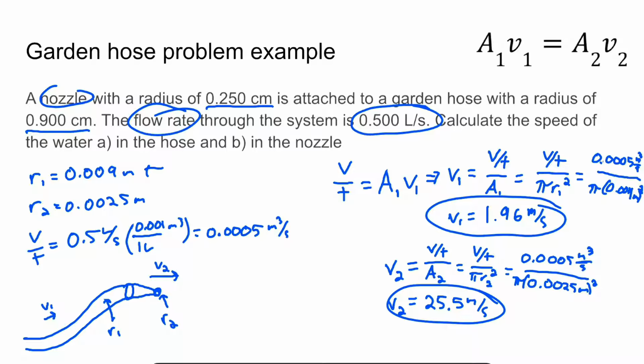So again, this is why we attach nozzles to hoses, right? And we could do the same thing with your thumb over the opening of a hose. If we restrict the area through which the volume of water is flowing, then we get a much larger velocity as we decrease that area. So velocity goes up when area goes down.